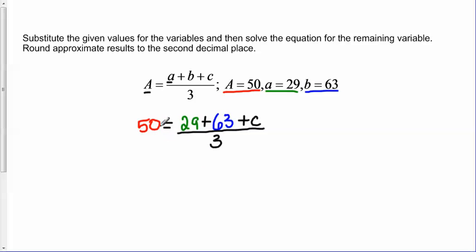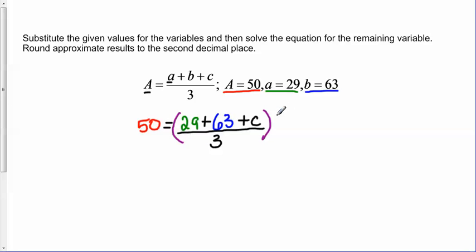Okay, so here we've substituted in our values for the variables, and now we need to solve this equation for this letter C that we don't know. So let's figure out how we're going to do this. This is an equation that has a fraction in it, and typically when we see equations with fractions, the first thing we want to do is clear the fractions. So we're going to multiply both sides by this 3. That's our only denominator, so of course that's the lowest common denominator.